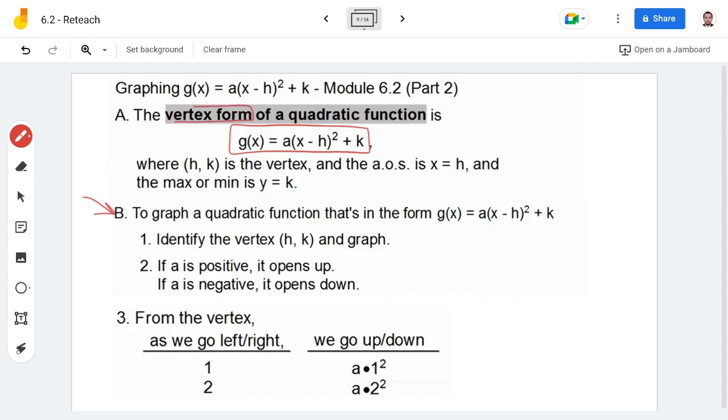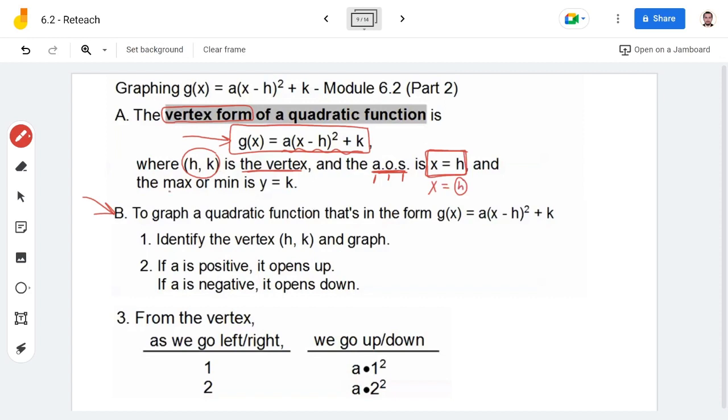The vertex form of a quadratic function is a times x minus h to the power of 2 plus k, where h and k is the vertex or the center, and the axis of symmetry is x equals h. So the axis of symmetry is always h.